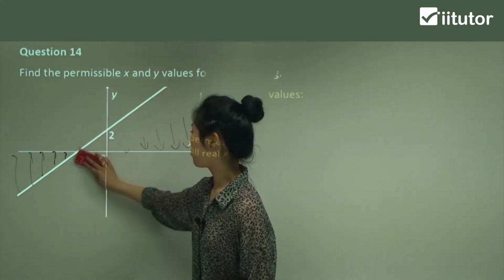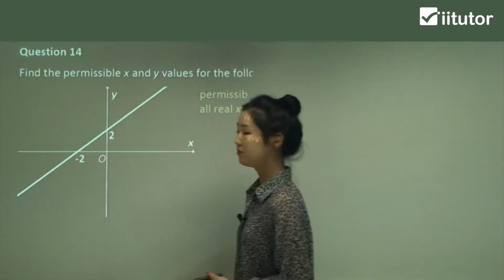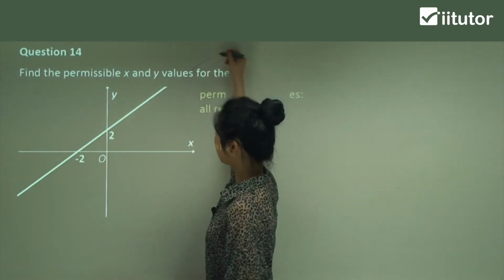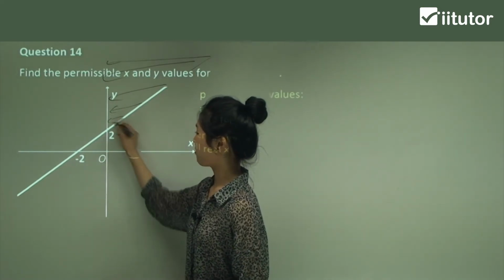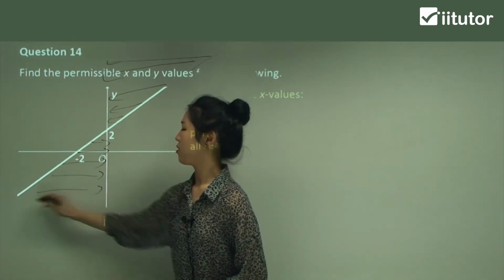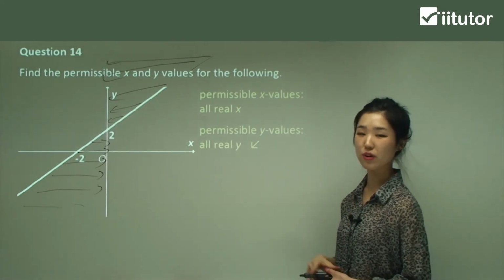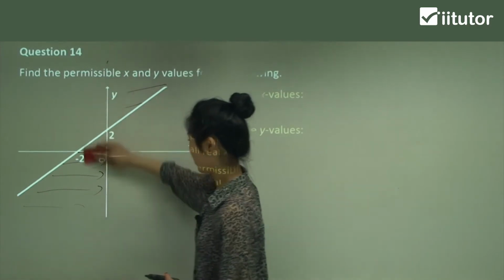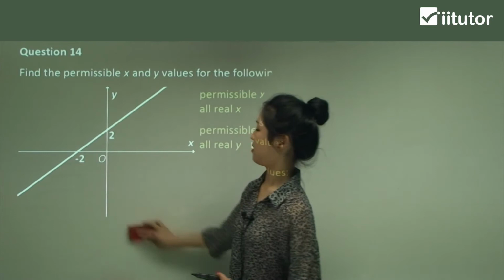Okay, what do you think for y, guys? Think about it. Well, have a look, guys. Because this graph continues, it's going to represent that y value, that y value, and all these values of y forever. So therefore, the permissible y values are also all real y. Okay, all real values of y. So there's no restriction here. Get it?